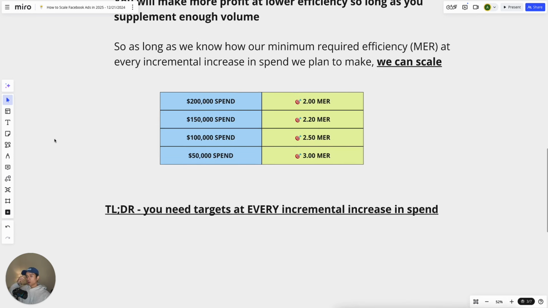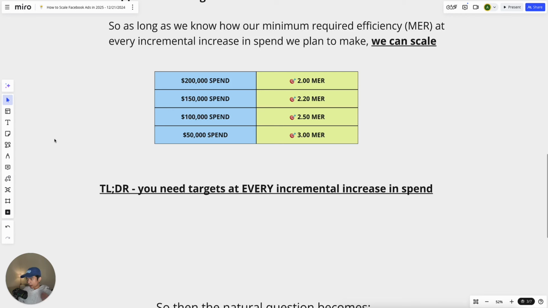So as I'm managing accounts and scaling, I have these targets in my mind. I know at 50K in spend, I need to be hitting a 3 MER. I know if I want to hit a 100K daily spend pace and push the account to 100K in a single month, if I'm not at a 2.5 MER, then I'm not generating enough volume to offset the loss in efficiency to make that scale worth it. So I have to pull back. And so scaling is a lot more dynamic than just let's increase our budget and see what happens.